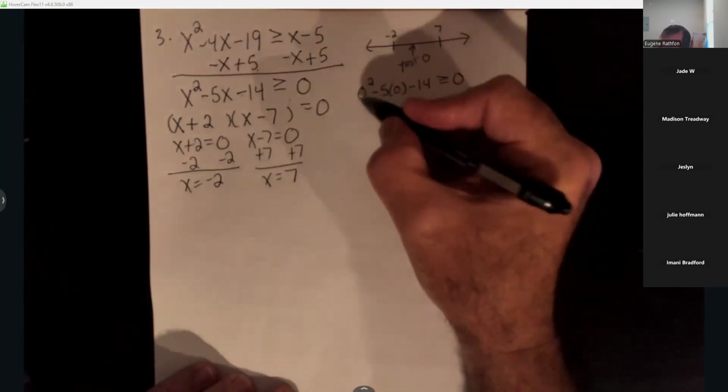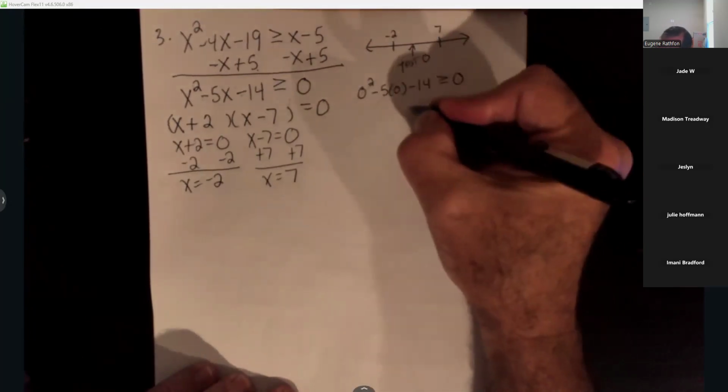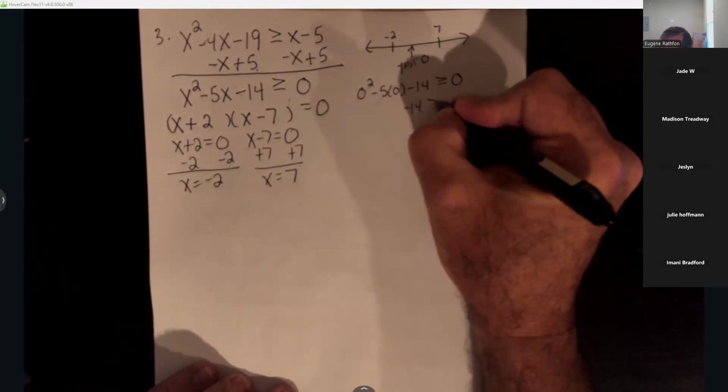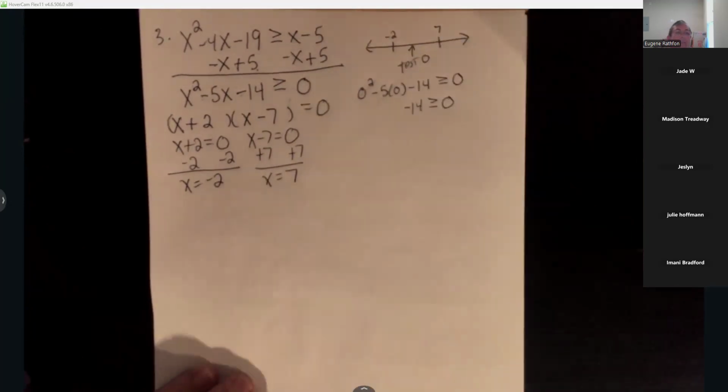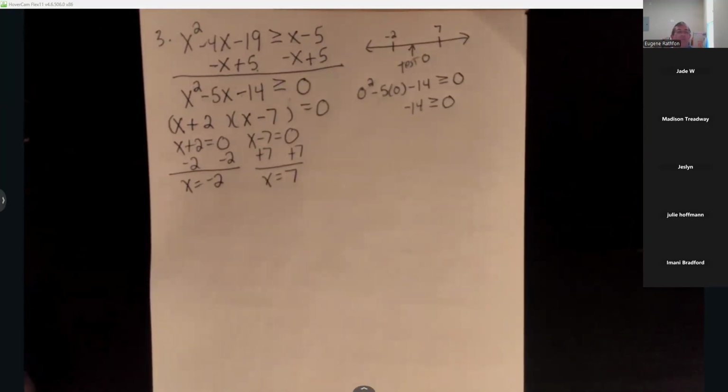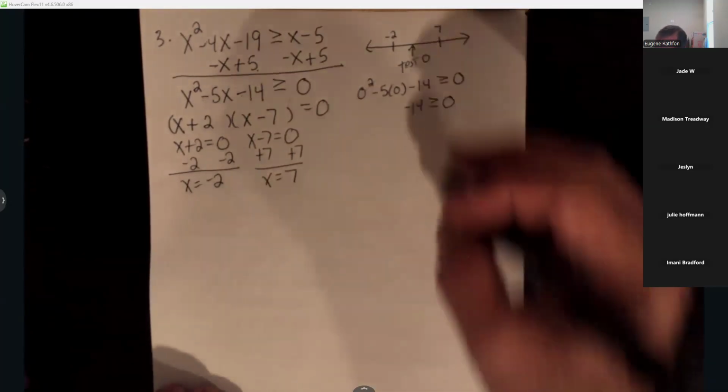All right, so let's see. That's 0. That's 0. So I end up with a negative 14 greater than or equal to 0. So y'all, true or false? Is negative 14 greater than 0? All right, so that is false.